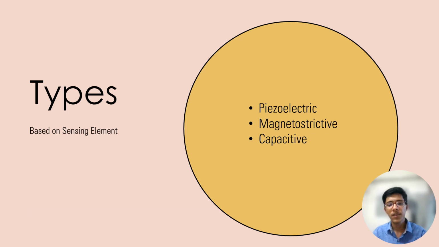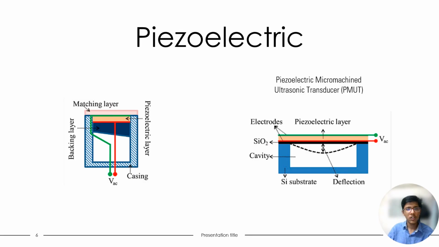Now we will see the types of ultrasonic transducers based on the sensing element. First is piezoelectric, then magnetostrictive, and then capacitive. So on the left, we have a design of a standard piezoelectric transducer. We can see that there is a piezoelectric layer between the matching layer and the backing layer. When alternating voltage is applied to the electrodes, the piezoelectric material contracts and expands very rapidly, causing it to vibrate and generate ultrasonic waves in the surrounding medium.